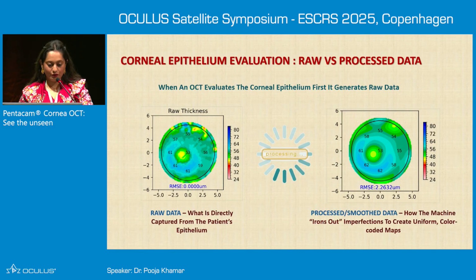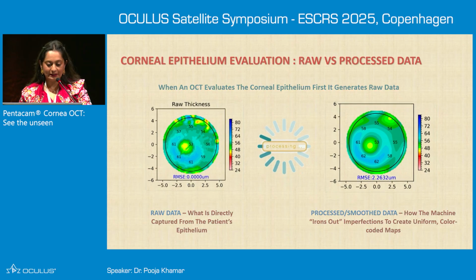Whenever you do an OCT, it evaluates the corneal epithelium, and it first generates the raw data, which is directly captured from the patient's epithelium. However, what you see on the screen is processed or smoothed data, where the machine irons out the imperfections to create uniform color-coded maps. This is what you probably see.